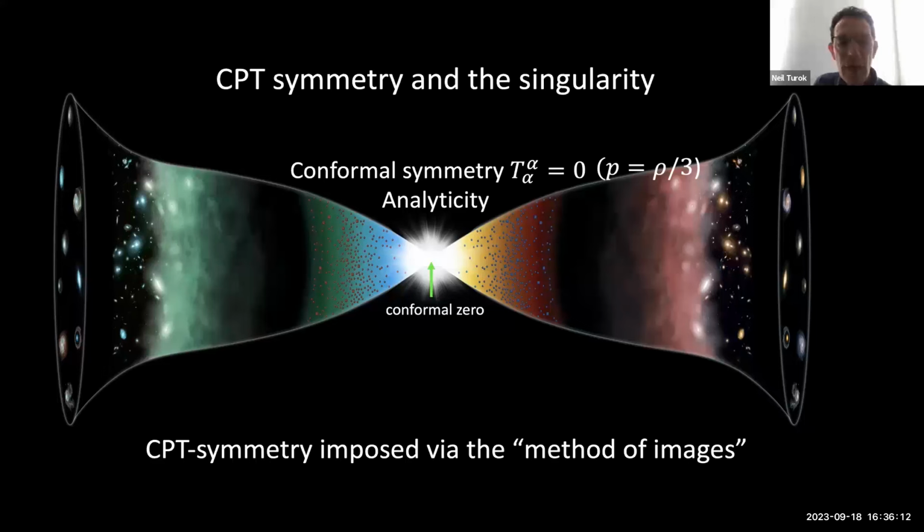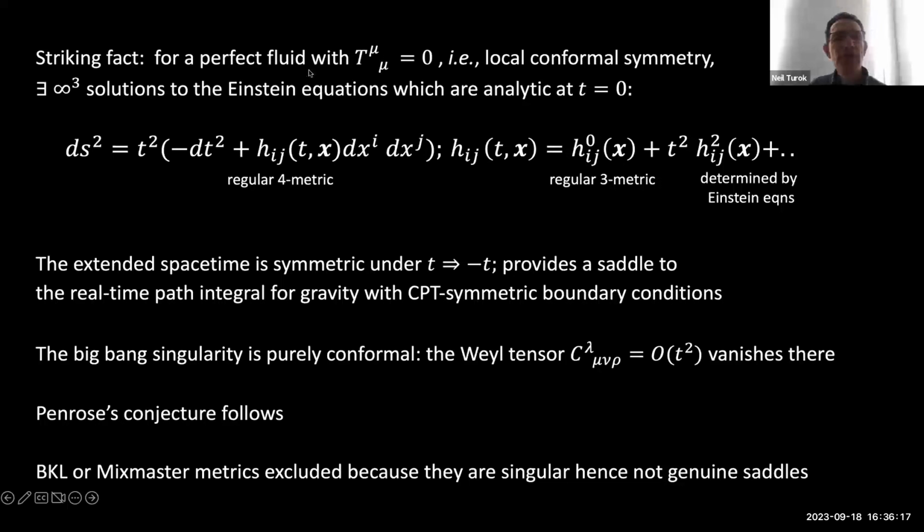So there's a very striking fact: if you take a perfect fluid with exactly traceless stress tensor, so P is exactly equal to 1/3 rho, then this matter has local conformal symmetry. So if you perform a Weyl transformation, the equations of motion of the fluid are invariant. And it's been well known for a very long time, though not interpreted this way, that there is an infinity of solutions to the Einstein equations which are analytic at t equals zero. And so here's a metric.